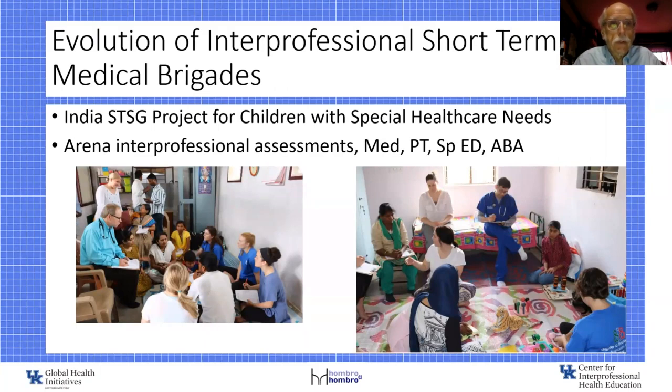So you can see we use the same kind of team assessment with one member of each profession, including students, including staff at the special needs center, and the family at the center of the focus. So we've used this same type of model for children with special healthcare needs. Next slide.